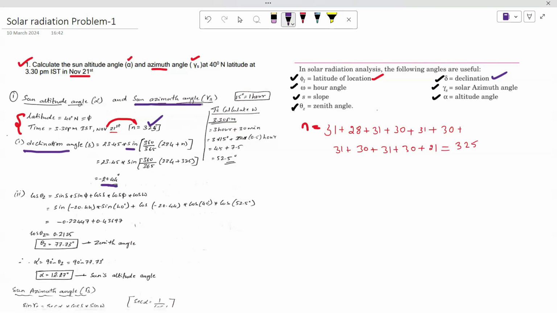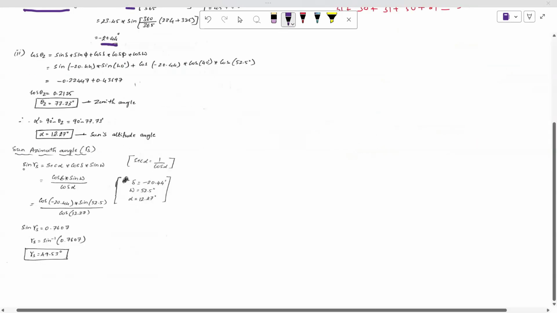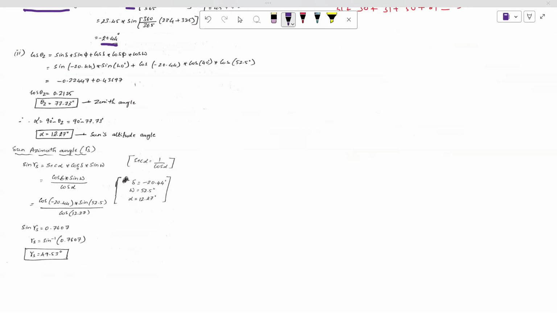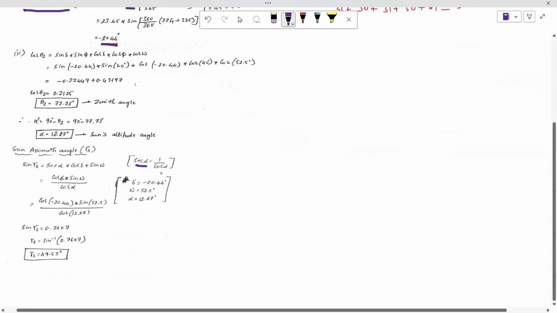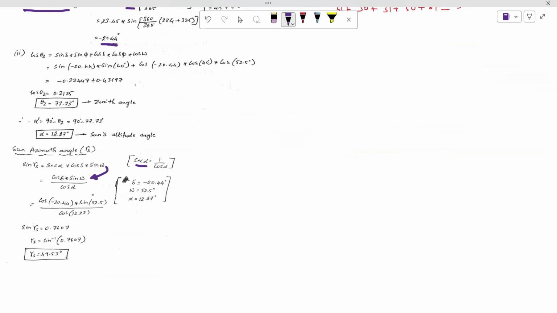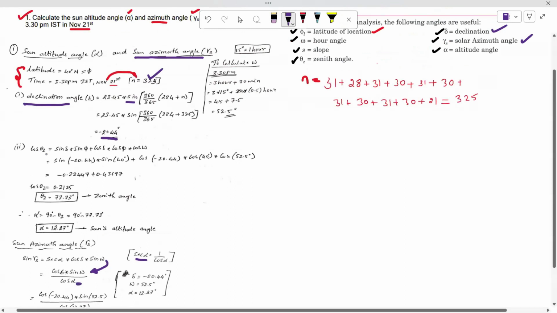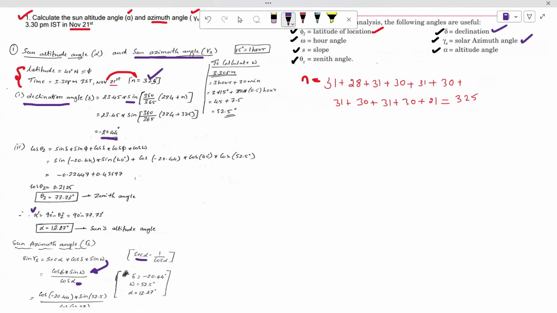Next we need to find the sun azimuth angle, which is gamma s. We have the formula: sin gamma s is equal to secant alpha into cos delta into sin omega. Here secant alpha can be written as 1 by cos alpha, so the formula reduces to cos delta into sin omega divided by cos alpha. But alpha, the altitude angle, is not given. To find alpha, we will use cos theta z, because alpha is 90 minus theta z, where theta z is the zenith angle. So we will find theta z first, then substitute in this formula to get the altitude angle.